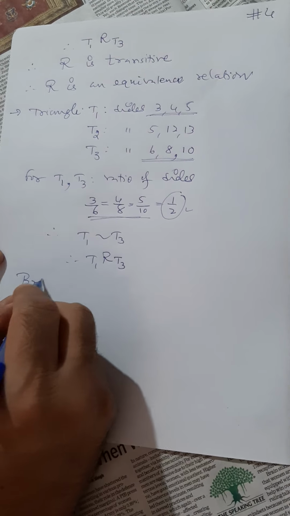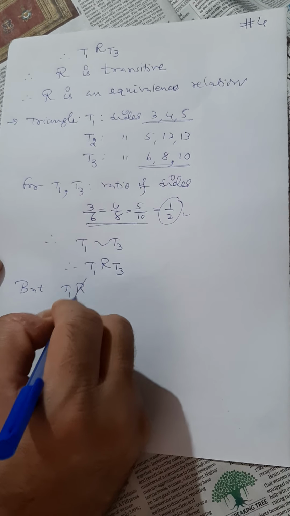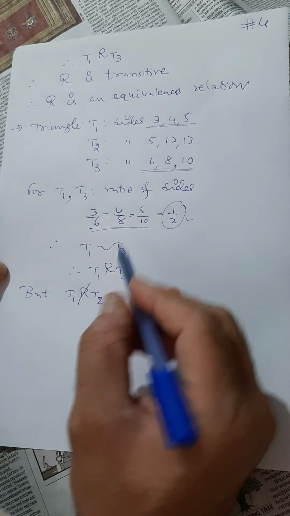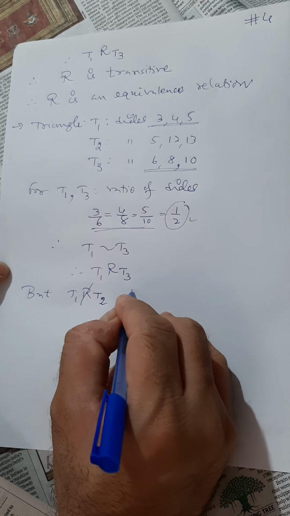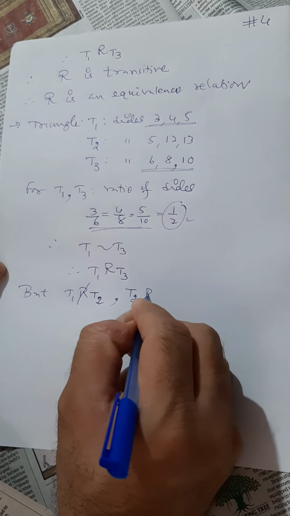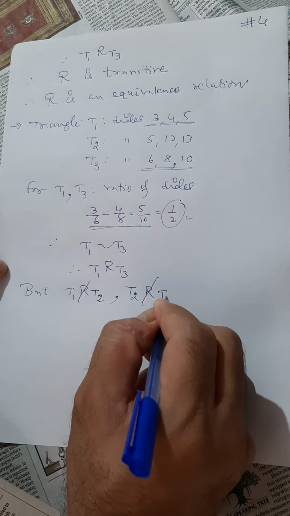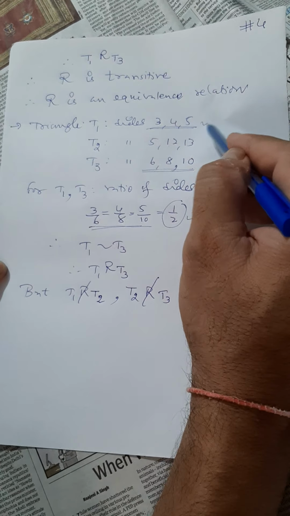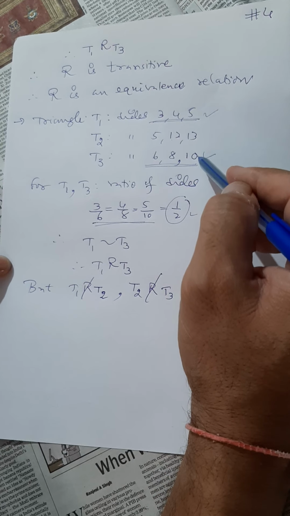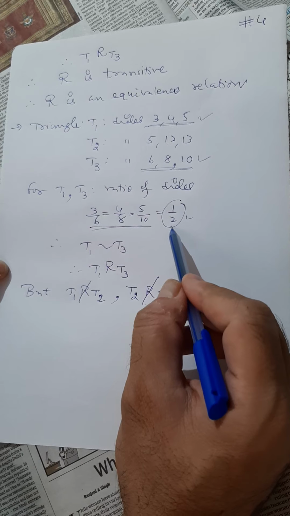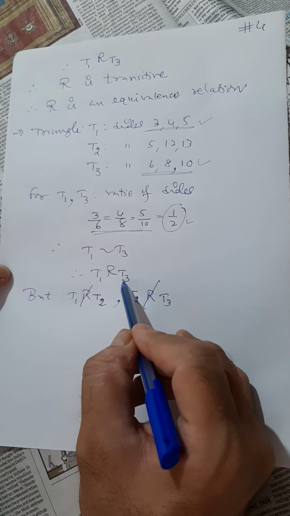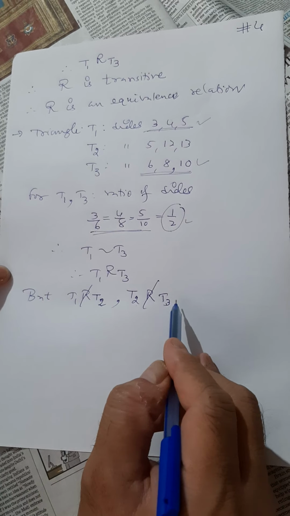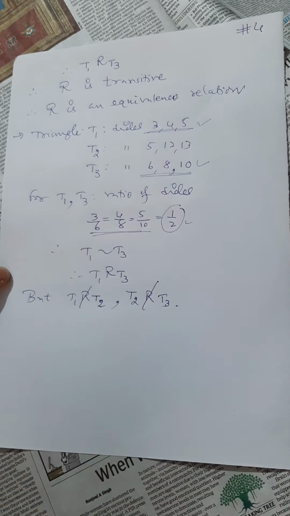But this is not true for the others. T1 is not related to T2 because there the ratio is not the same. Even T2 is also not related to T3 because their ratio is also not the same. Only for these two, the corresponding ratios, if you look at it, would be just 1 by 2. Therefore T1 is related to T3, but T2 is not related to T3. T1 is not related to T2.